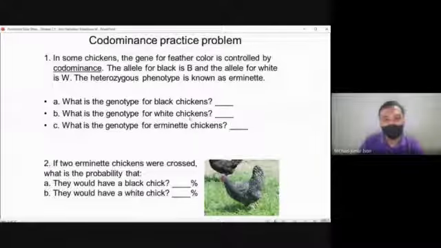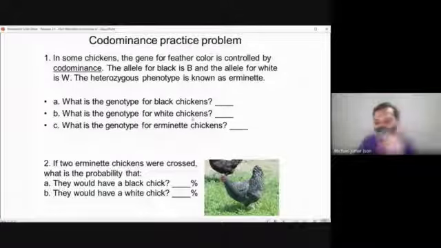So the answer for number 1, the genotype for black chicken, as you already heard, black is B, so you have BB. The white chicken is WW. And what is the genotype for erminet? It's heterozygous, so you have BW. So you know this already.